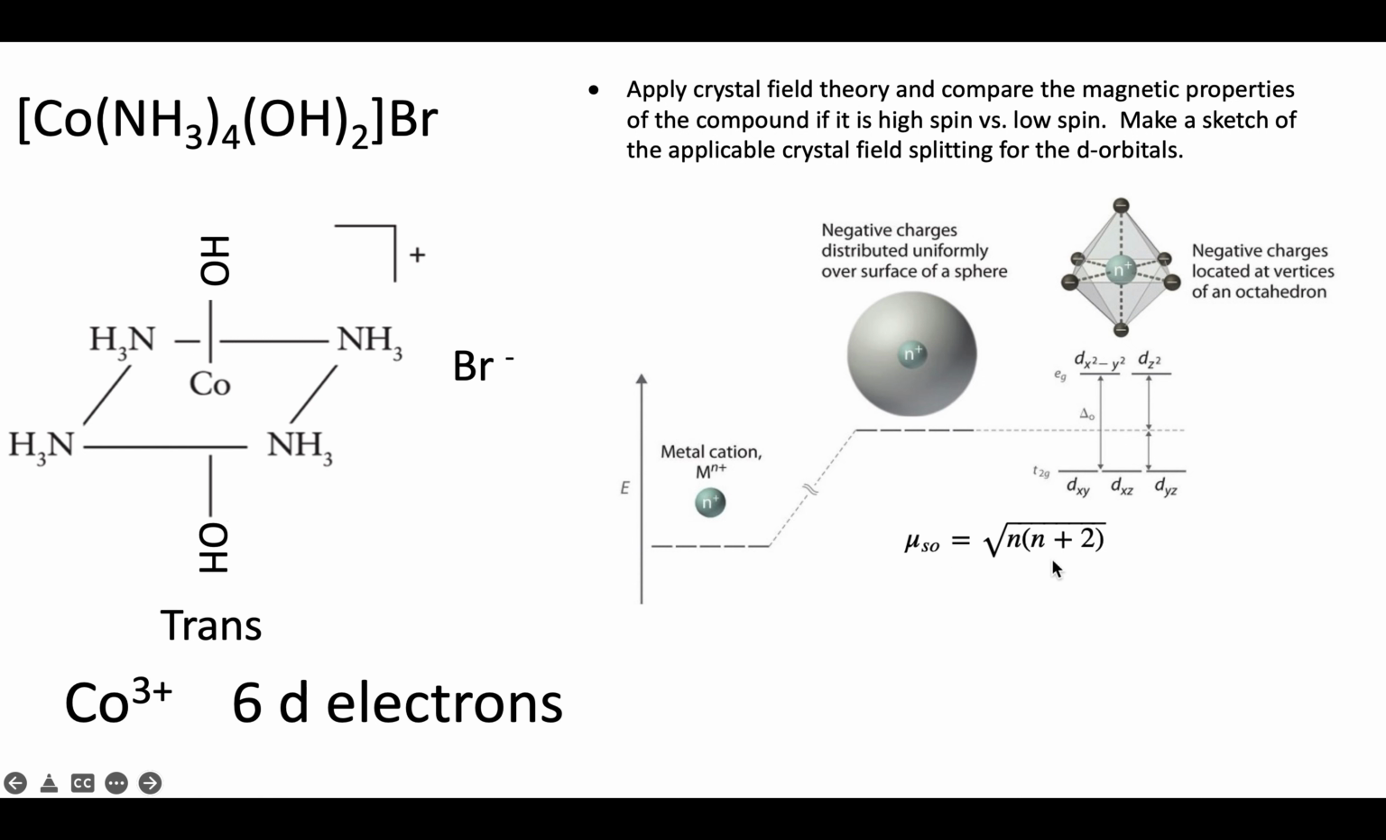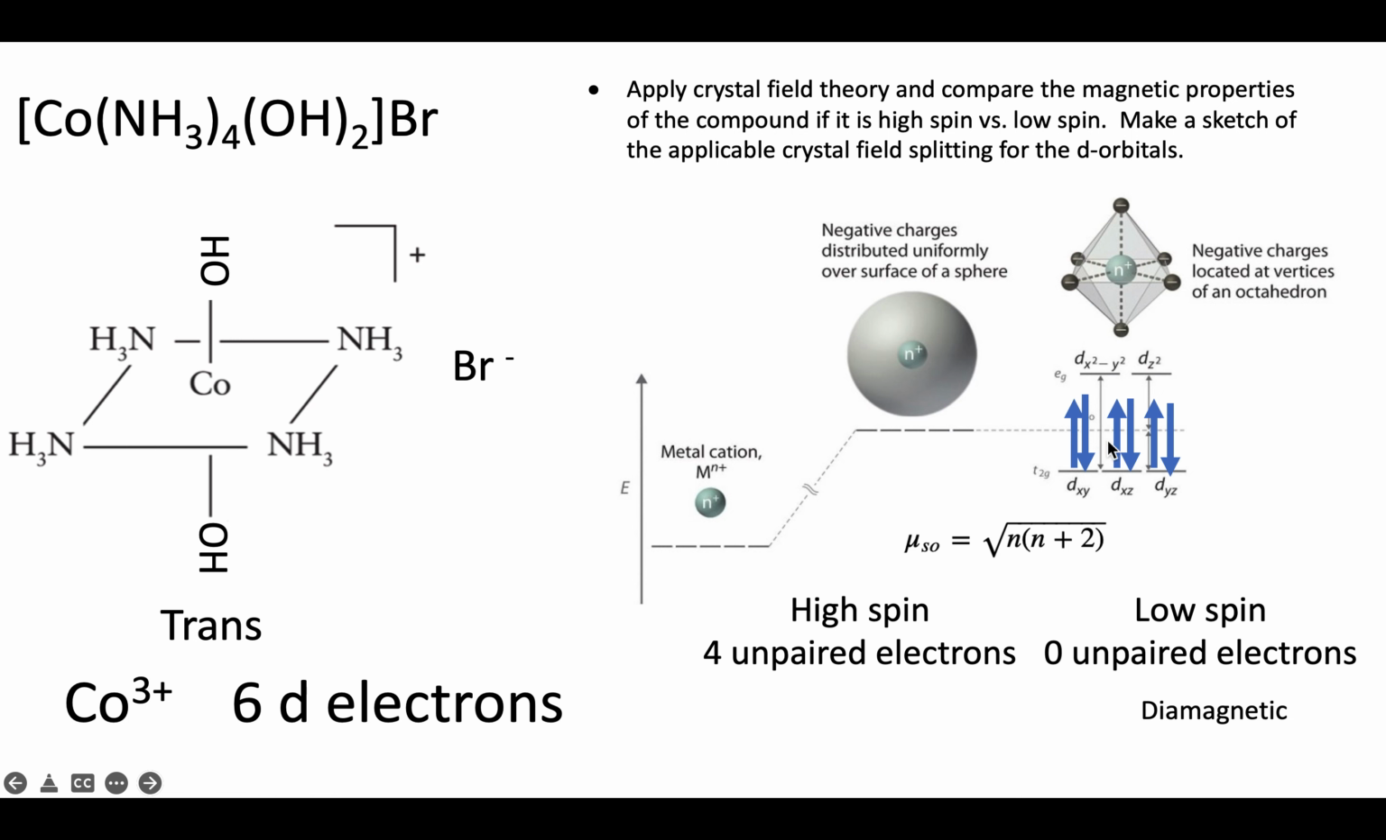Here's an equation describing the spin-only magnetic moment. So if I'm looking at this in a high spin arrangement, I'd have a total of 4 unpaired d electrons. If I were to look at this in a low spin, all 6 would be in the bottom, and I would have 0 unpaired electrons. So I have a dramatic difference in the magnetic properties. In one case, because I have 4 unpaired electrons, in the other case, it's diamagnetic with 0.